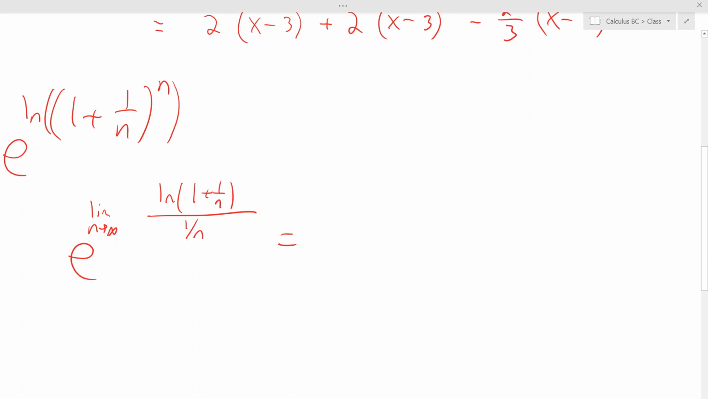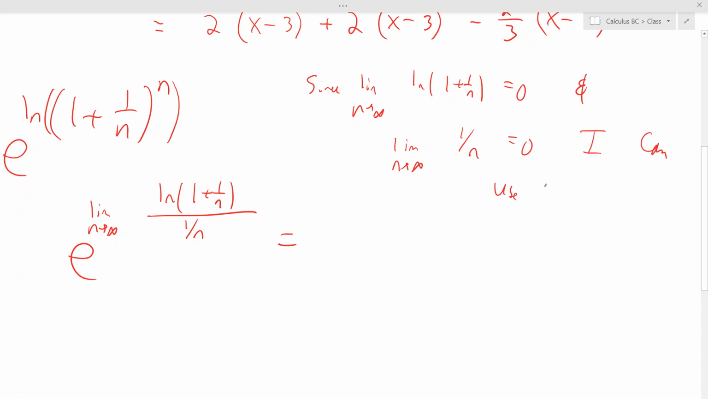Even on the AP test, you have to say we're allowed to use L'Hopital's rule, so you have to write something like this: since the limit as n goes to infinity of ln of 1 plus 1 over n is 0, and the limit as n goes to infinity of 1 over n is 0, I can use L'Hopital's rule. Yay.